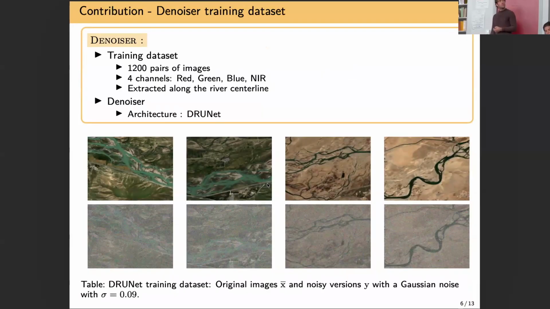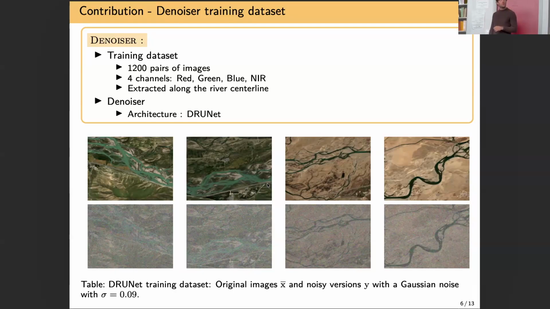To train our denoiser, we use 100 to 200 image pairs, which is not a lot. In these different images, Sentinel-2 and Landsat, we have four main spectral bands: red, green, and blue, with the near infrared, which is really important for the detection of water. We extracted all those images based on the center line of the river, so we cropped all along the river.